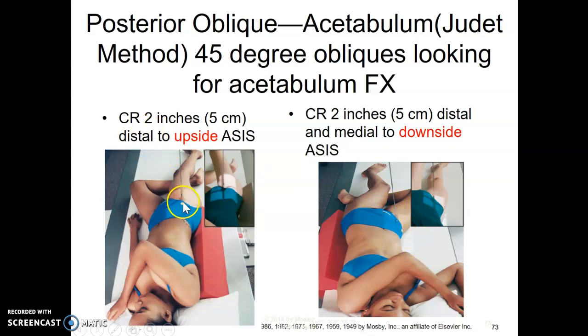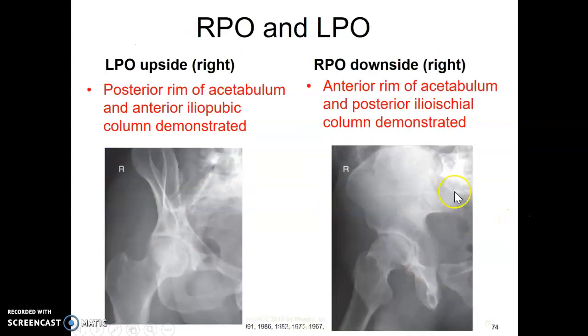So central ray, when she's turned up, is 2 inches distal to the upside ASIS. When she's turned down, 2 inches distal and medial to downside ASIS. So RPO and an LPO, we're still sticking for the right for our example. So LPO, you would be using the upside, which is the right. The right side will be up when the patient's LPO.